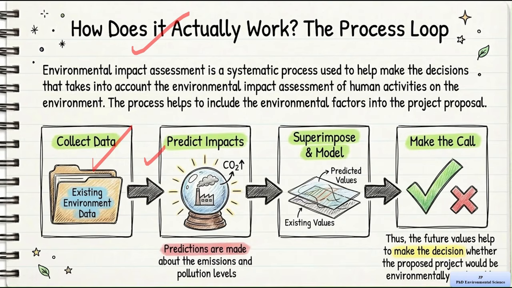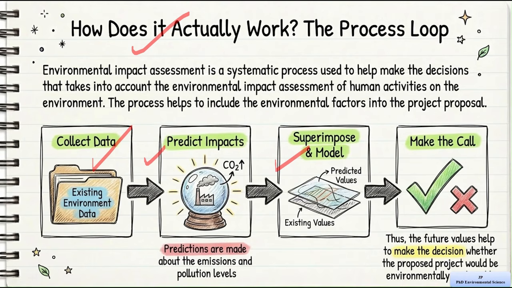Step 3, superimpose and model. We compare current environmental condition and predicted future condition. We use models to understand the difference in impact. We place the future situation over the present situation and then see the changes.